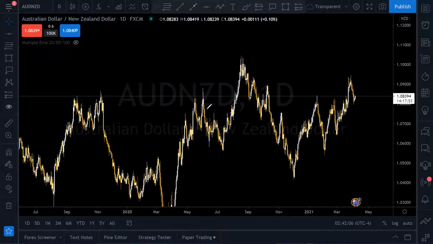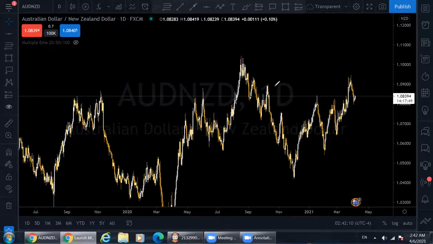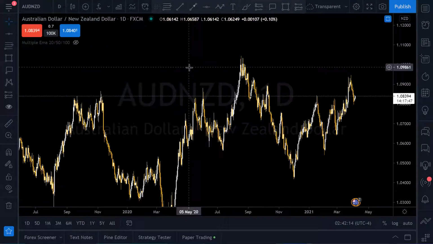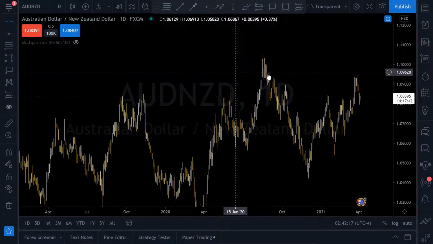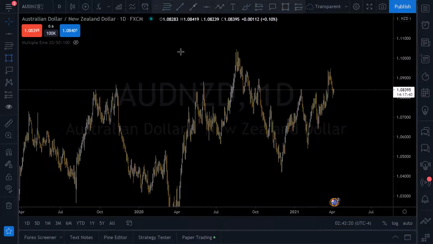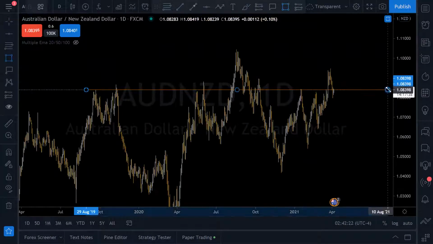I'm looking at Aussie and New Zealand again, and I think we have a trade pending. Let's look. First thing I want to mark off is these important levels here to here.